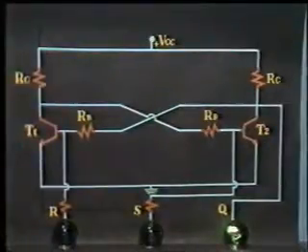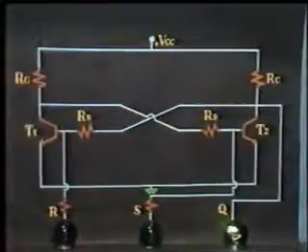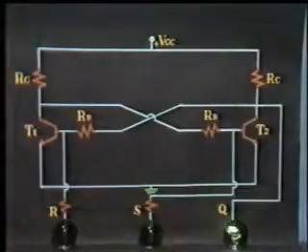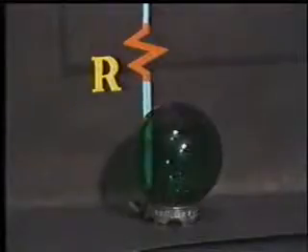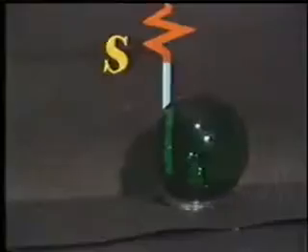R and S both at ground cause Q not to change. This is no change condition. A positive trigger at R input only causes Q equal to 0.